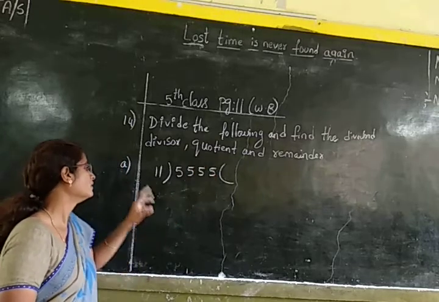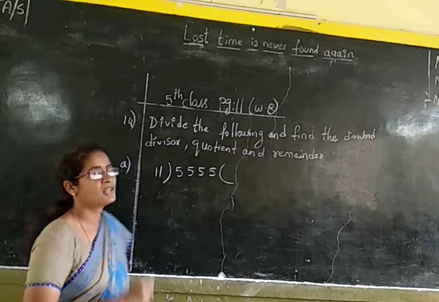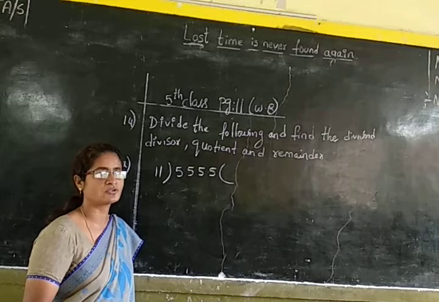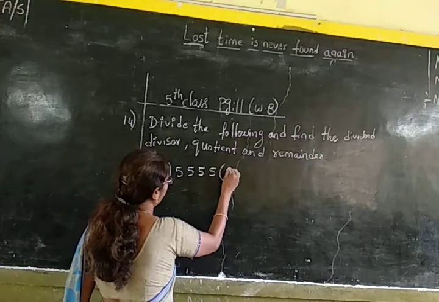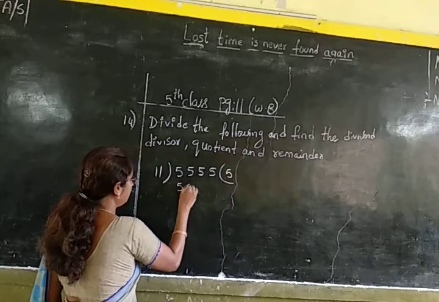So 55. Now I have to check how many times 11 goes in 55. So 11 ones are 11, 11 twos are 22, 11 threes are 33, 11 fours are 44, 11 fives are 55. So 11 goes in 55 how many times? 5 times. Because 11 fives are 55.